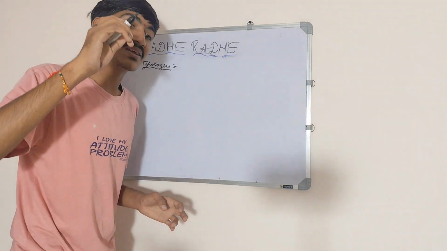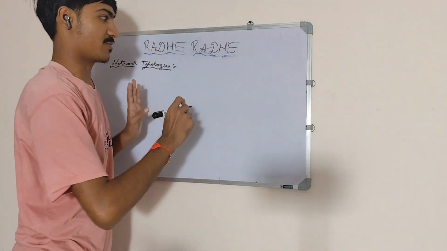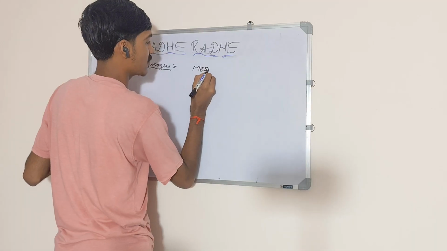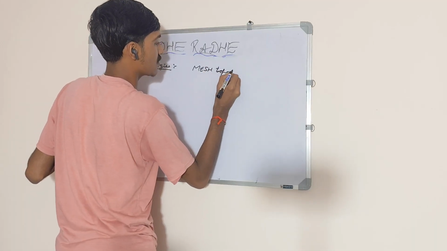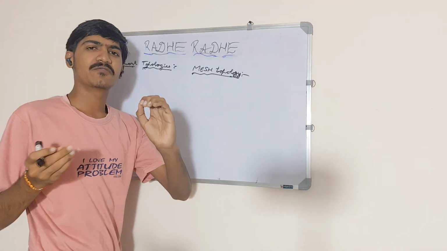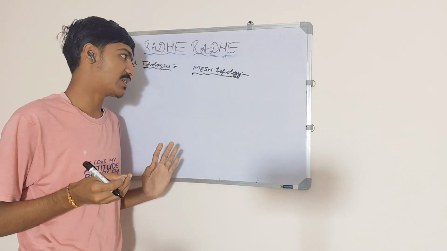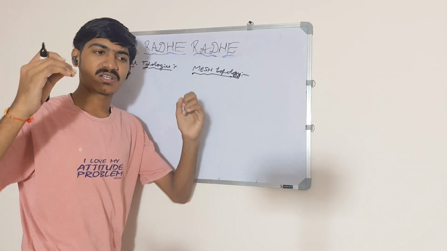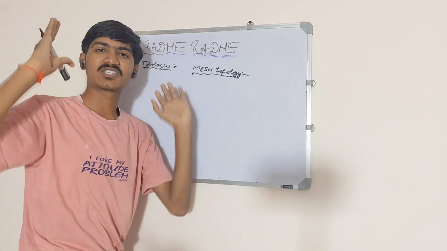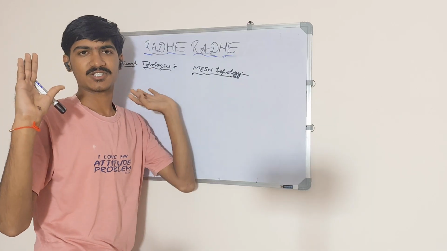I'll tell you why this is being widely used even today. Mesh topology. I want super fast data transfer, and one more thing, I don't want collision. I don't want to keep a concept of collision at all. I don't want to get lost.